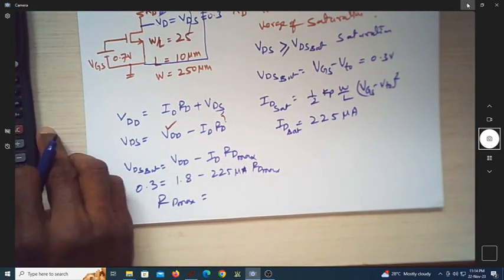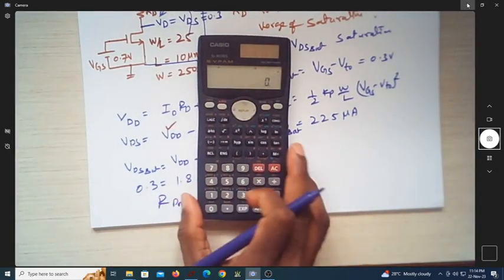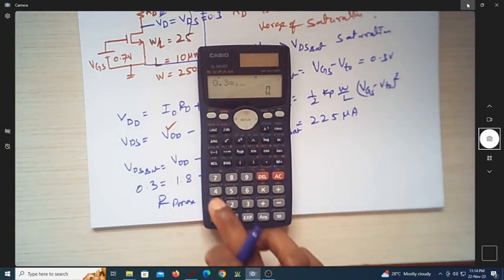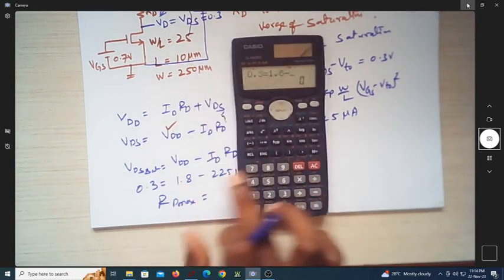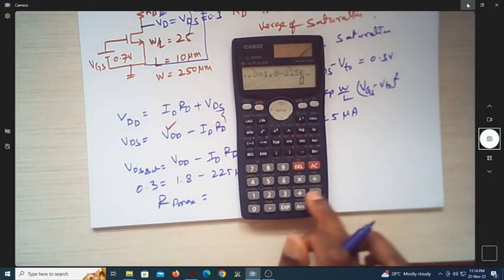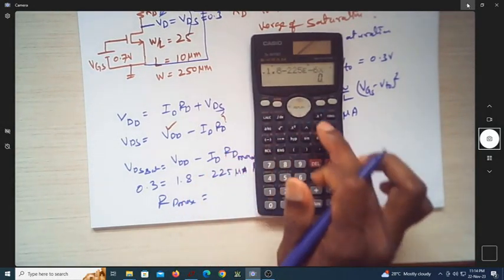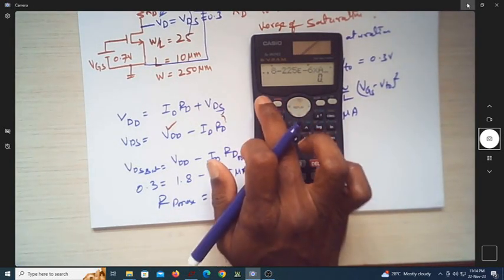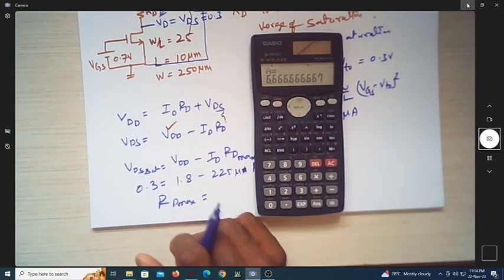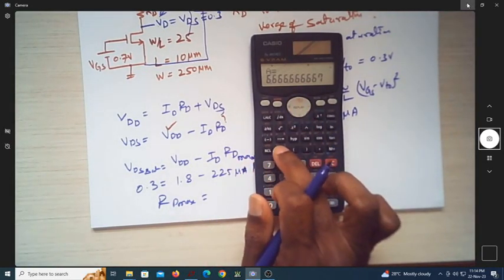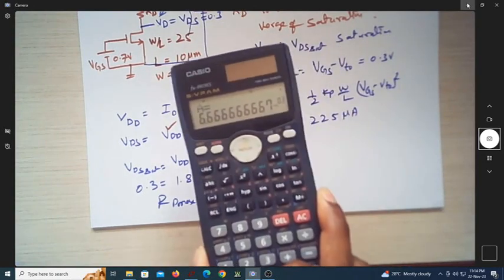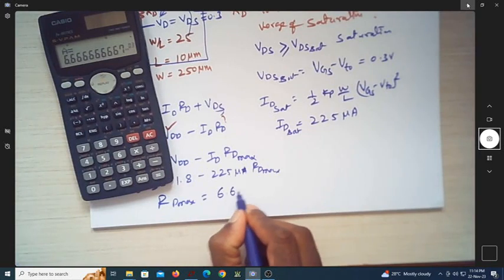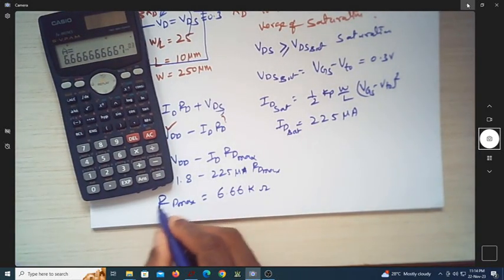So how do I solve? Let me use a calculator. Let me feed the equation as it is: 0.3 alpha equals 1.8 minus 225 exponential minus 6 into, this is a variable, I'll name it as alpha A. Then shift calc. Now press ENG. It gives a value of 6.66 kilo. 6.66 kilo ohm is the value of RD max.